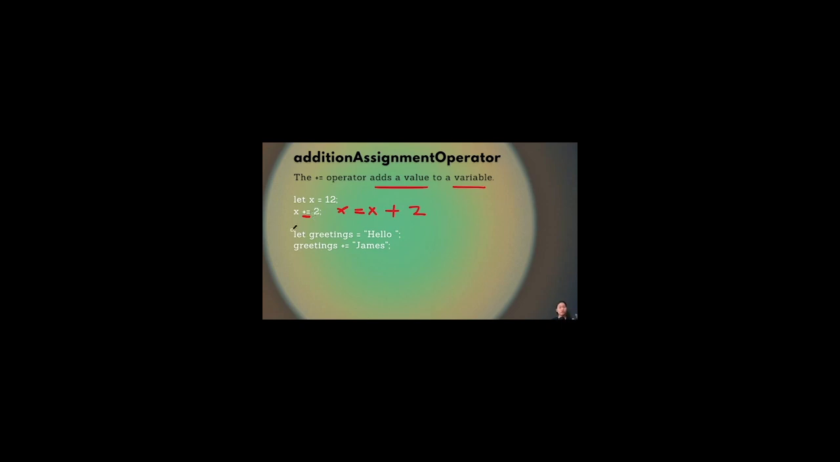And aside from numerals, you can do this with strings as well. Let greetings equal hello, greetings plus equals James. So when we print greetings, what we will get is hello James, right? Hello James. The subtraction assignment operator operates with the same logic that the addition assignment operator does. However, you do not get the luxury of removing strings, okay? You can add them by that method, but not remove them by the same method.